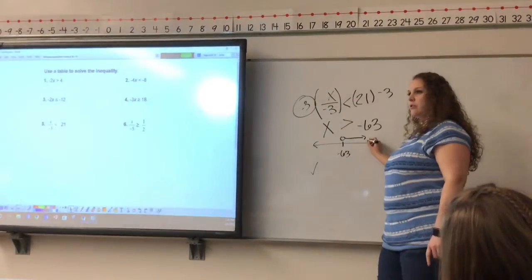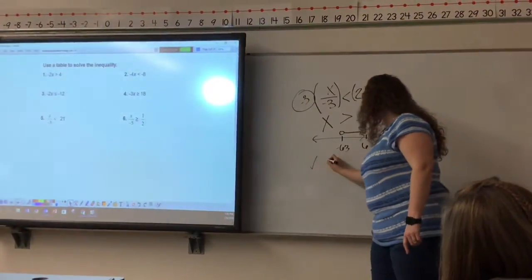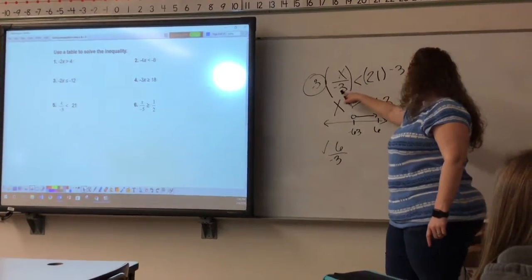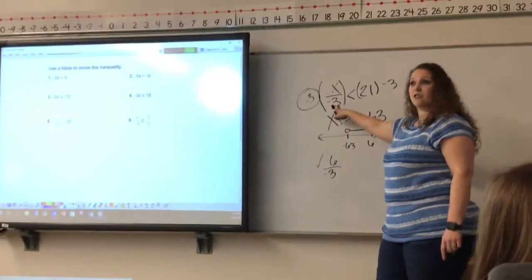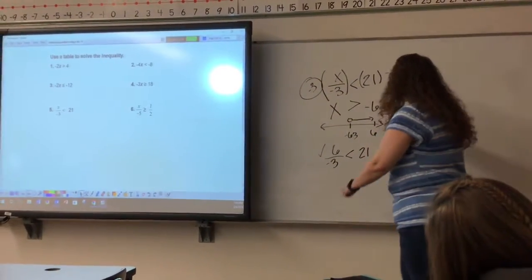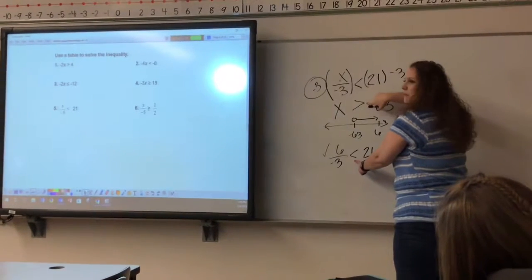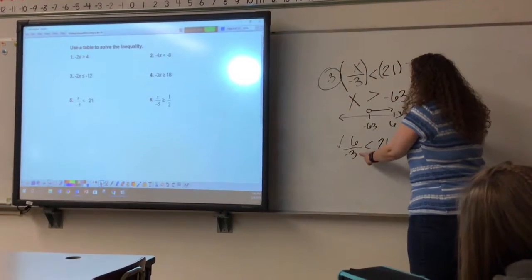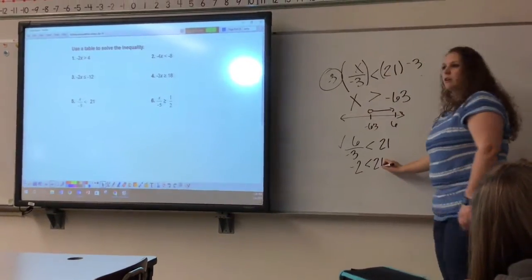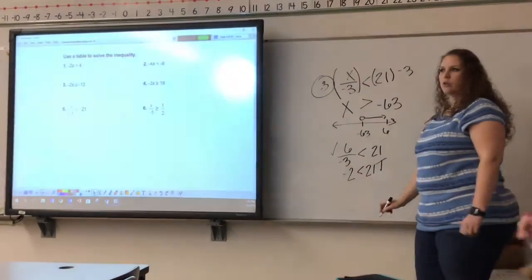And then you would check. Pick a number up here. Six. Okay, 6 divided by -3. It will be easiest to pick a number that is divisible by 3, because then you're not going to be dealing with fractions. You write your original inequality, not the flipped sign. 6 divided by -3 is -2. Is that less than 21? Yes, that's true. You did it correctly.